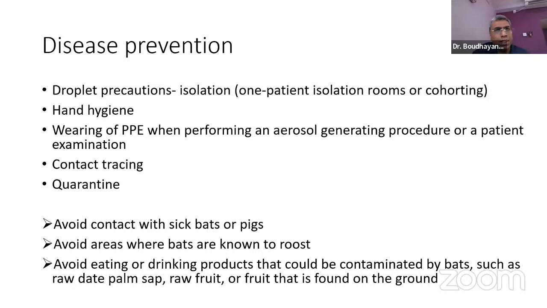So what is the disease prevention? Same as COVID: droplet precaution, isolation, hygiene, wearing PPE, and contact tracing. Obviously, contacts have to be traced and quarantined, and an important point is to avoid contact with sick bats or pigs, avoid areas where bats are known to roost, and avoid eating or drinking products that have been contaminated by bats.